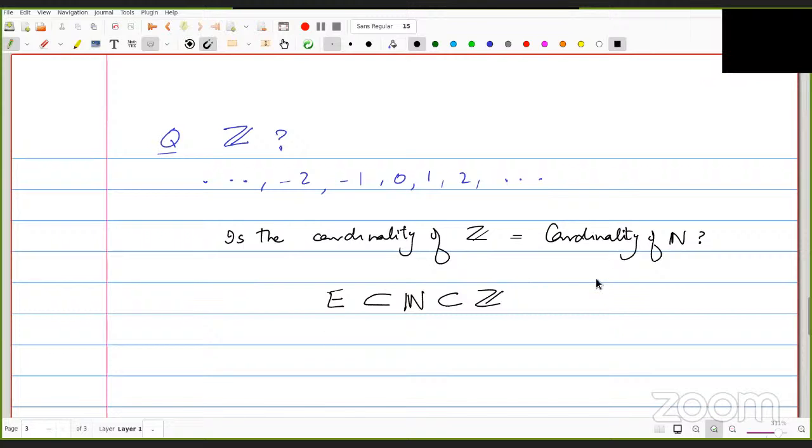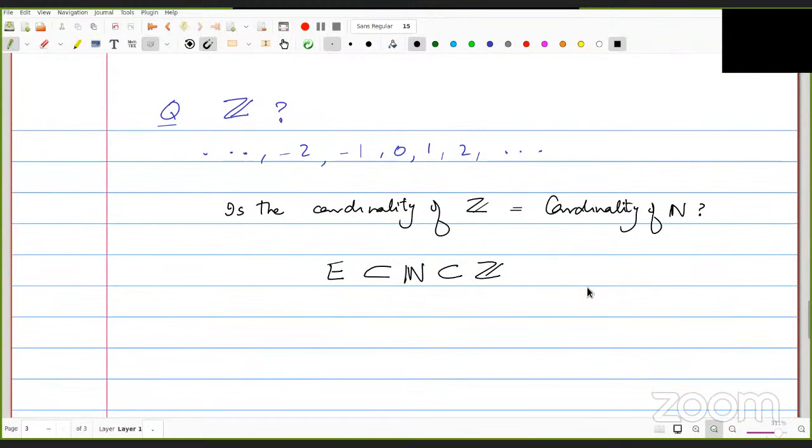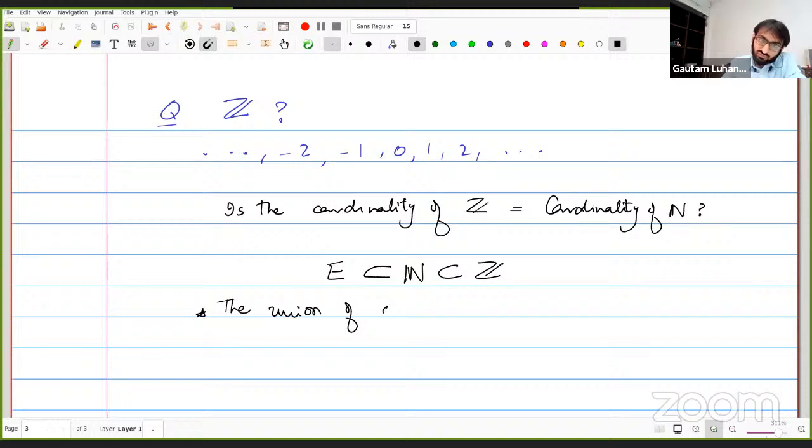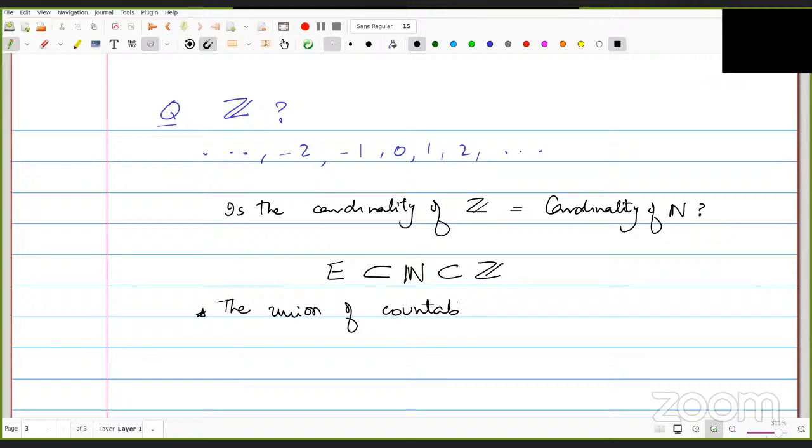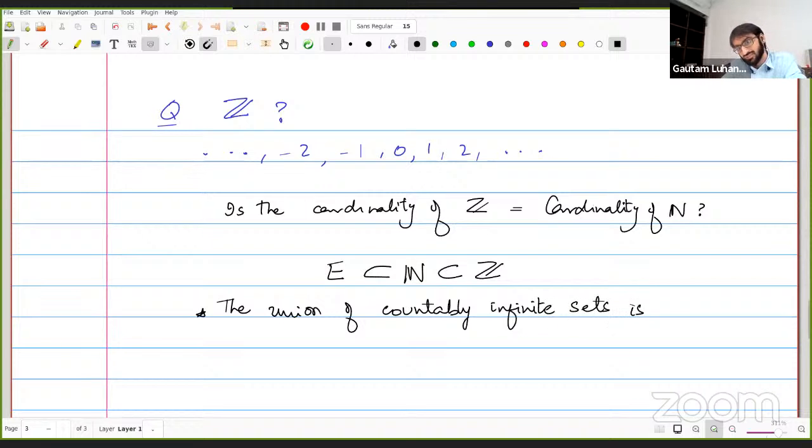The union of countably infinite sets is also countably infinite. Okay, so the union of countably infinite sets is also countably infinite. Now that's a statement that, if I am to use it, I'll have to prove. So can you prove this statement?